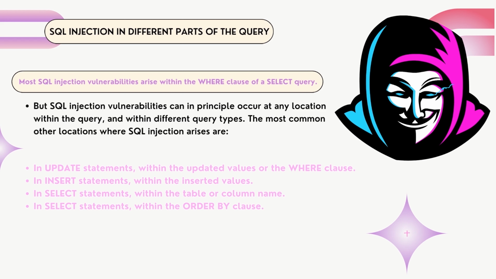And the last one is in select statements, within the order by clause. So in a select statement, the order by clause can be vulnerable to SQL injection attack. For example, an attacker could inject malicious code into the order by clause to order the results in a way that reveals sensitive information.